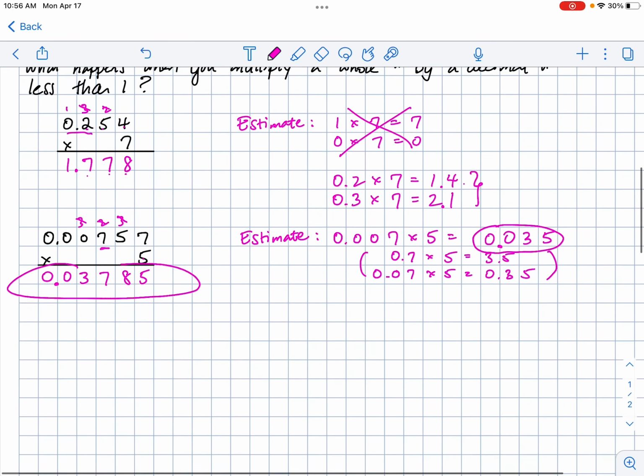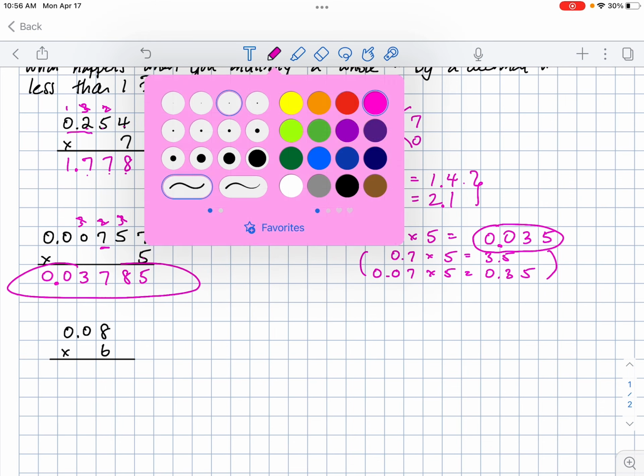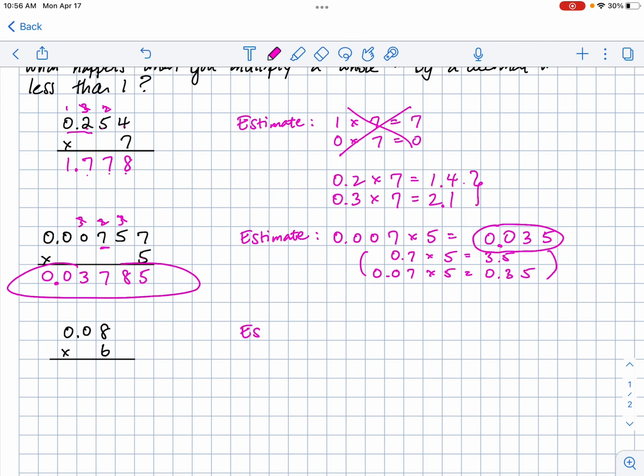Okay. Finally, with something like this, well, this is actually a little bit easier example here. So say you've got this, 8/100 times 6. I mean, how do you estimate this? Well, although this one, the calculation's a little bit more straightforward because of the 8 times 6, you could round to the nearest tenth, because 8/100 would become 1/10 times 6, which would give you an answer of 6/10.